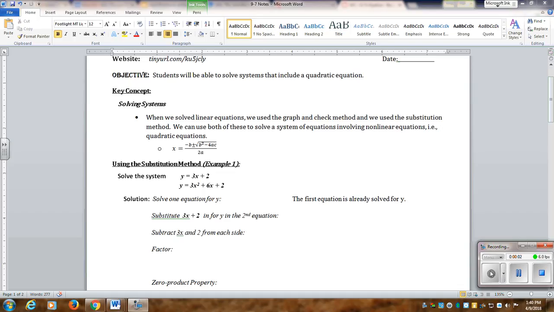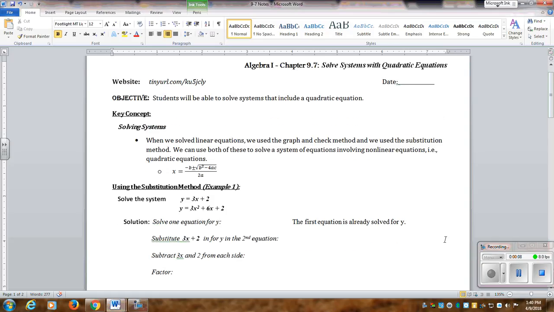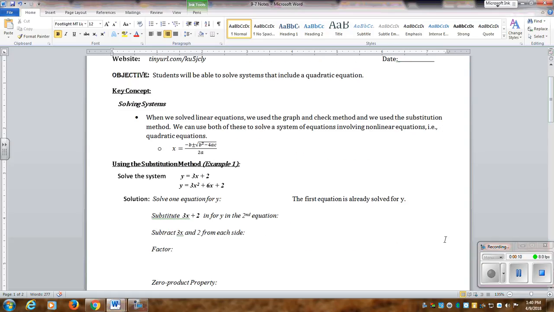Well, this is 9.7, and this is graphing systems of equations, well, systems with quadratic equations. So just to remind you, when we solved linear equations, when we first began, remember we were finding where the two lines intersected. Just a reminder of what systems are. So we want to find that intersecting point that worked in both of the linear equations at the same time. And we did use the graph and check method.